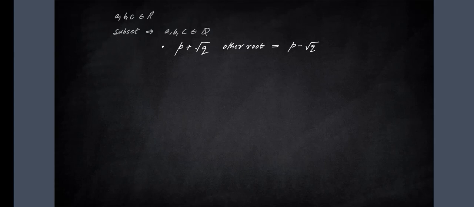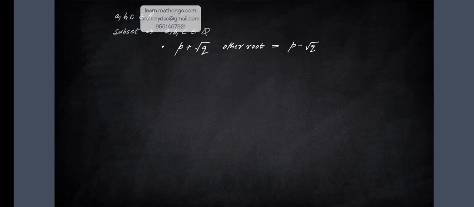So let's talk about a subset here. Now we say that a, b, c are real, but they are also Q. Q means the set of rational numbers. If they are rational numbers, what can be said? The important formula you now have to remember is: if a, b, c are rational numbers and one of the roots comes out to be p plus root q, that means an irrational term, root q, then the other root would be p minus root q. But this is only valid when a, b, c are rational numbers.